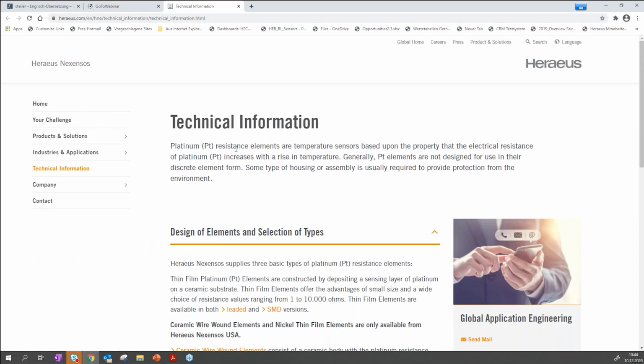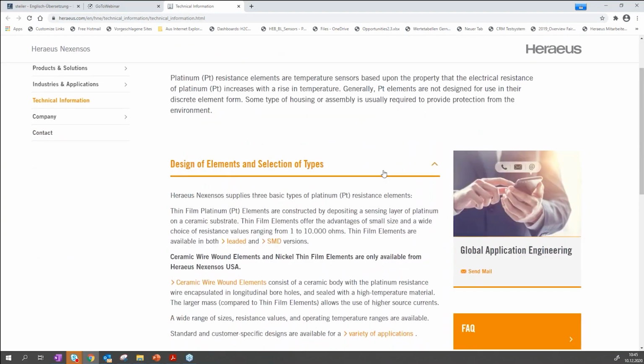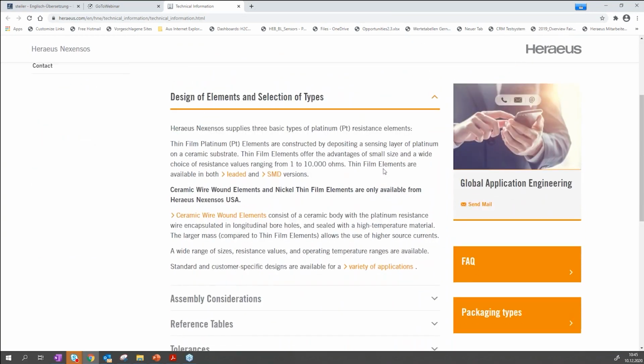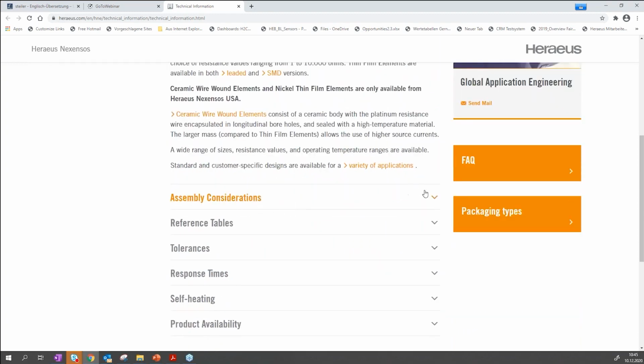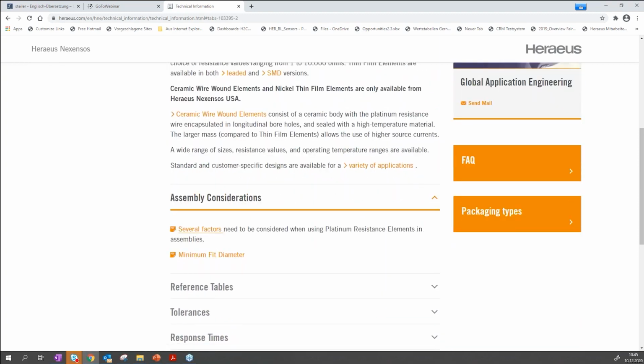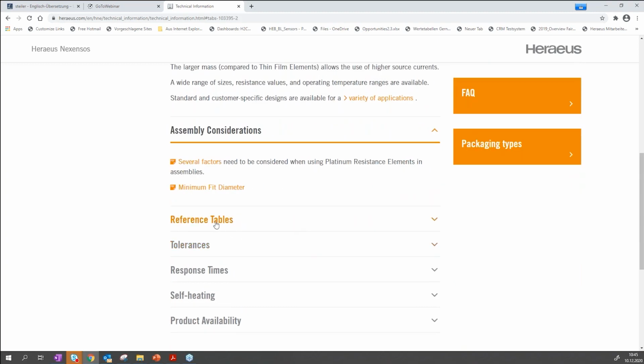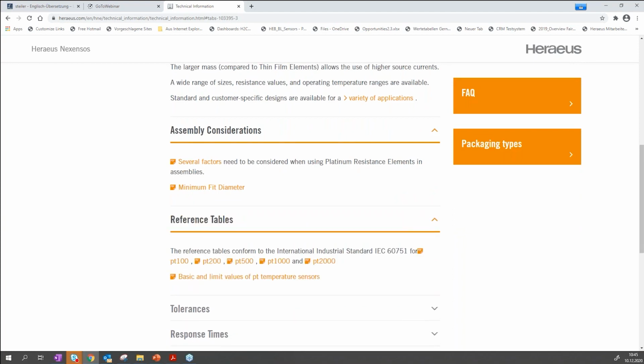technical information, because there are a lot of basic informations, and please play with that website and look what we can offer here. That means we have a lot of assembly considerations. There are several factors and dimensions described. We have for sure also the reference tables here.